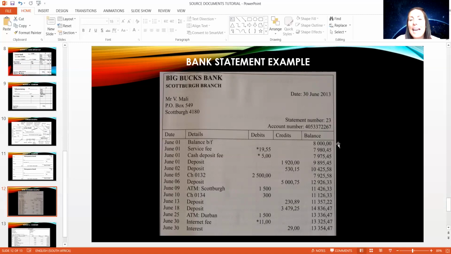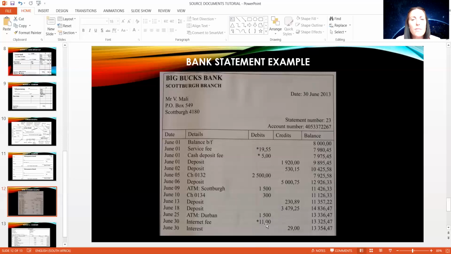Marley had 8,000 Rand in his bank account before any transactions took place. All right, then there's a couple of transactions that happened this month. The ones with the asterisks, those are all service fees or bank charges that the bank is charging Mr. Marley in order to manage his account on his behalf.